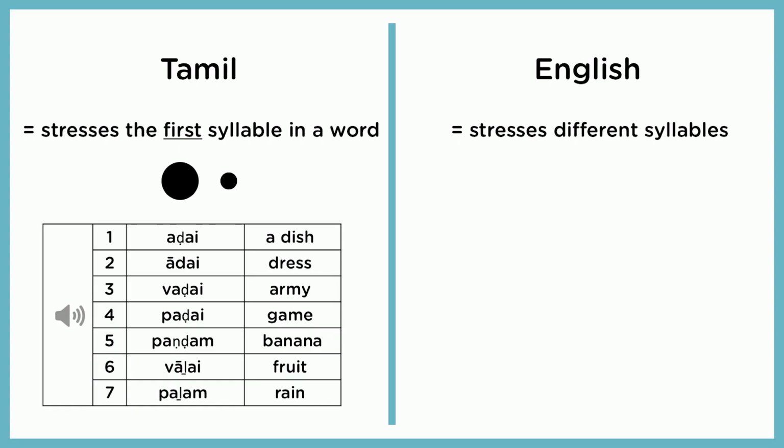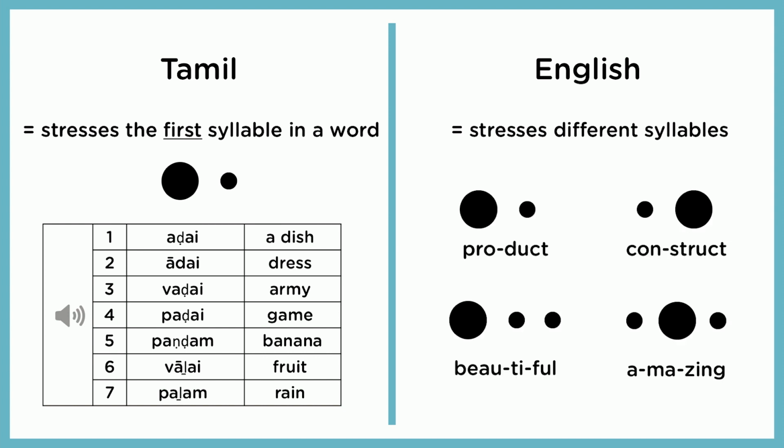All right, so could you hear how the speaker was stressing the first syllable? Well, in English, we stress different syllables in different words. So here are some example stress patterns. Product, so the stress is on the first syllable. Construct, beautiful, amazing. So these are all different patterns that we use.